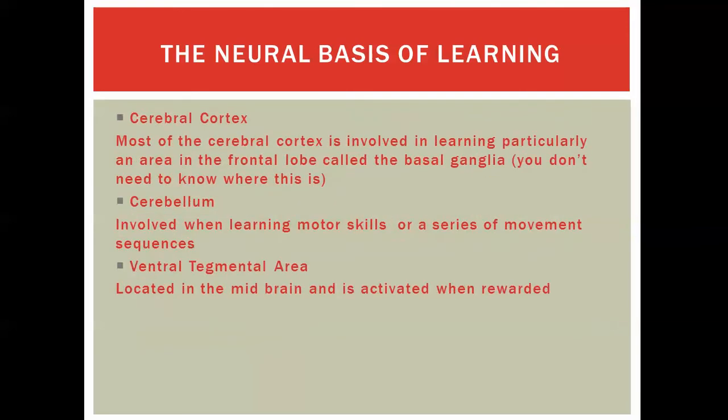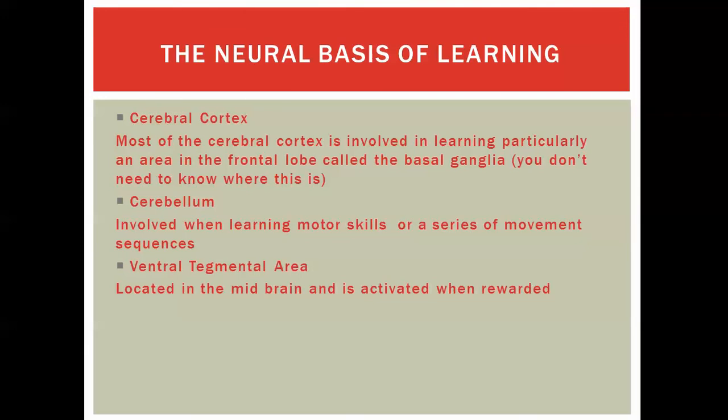The cerebral cortex, so that's of course the top forebrain of the entire brain. So we know that it's got a frontal lobe, a temporal lobe, occipital lobe, and a parietal lobe. And we know that most of these lobes are involved in learning, but particularly the frontal lobe in a particular area called the basal ganglia. You don't actually need to know where that part is. Just remember that the basal ganglia is involved in learning.